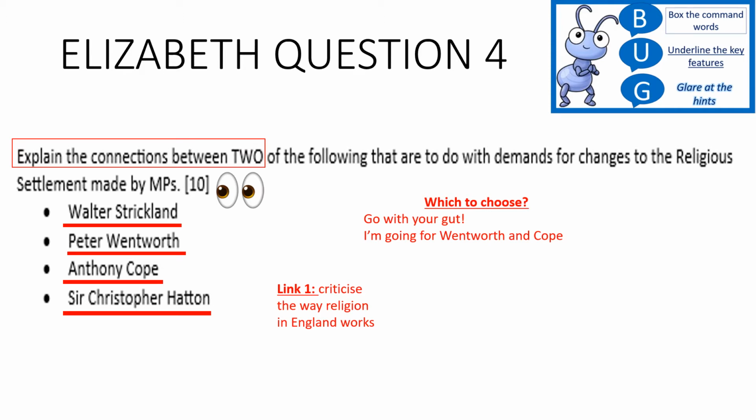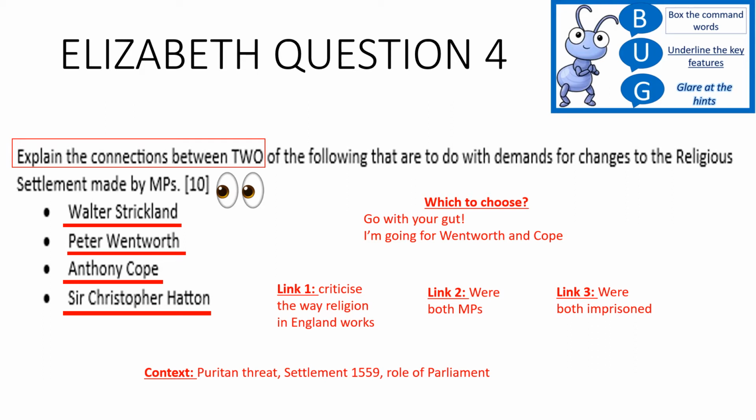So the first link I'm going to talk about is they criticise the way religion in England works. They're both MPs, so I can link in some of my extra knowledge about how Parliament works in Elizabethan England. And finally, I know that they're both imprisoned. So again, that is a link between the 2 men, rather than me having to link it to the religious settlement. You don't need to link it to the religious settlement, you just need to link those 2 factors to each other.